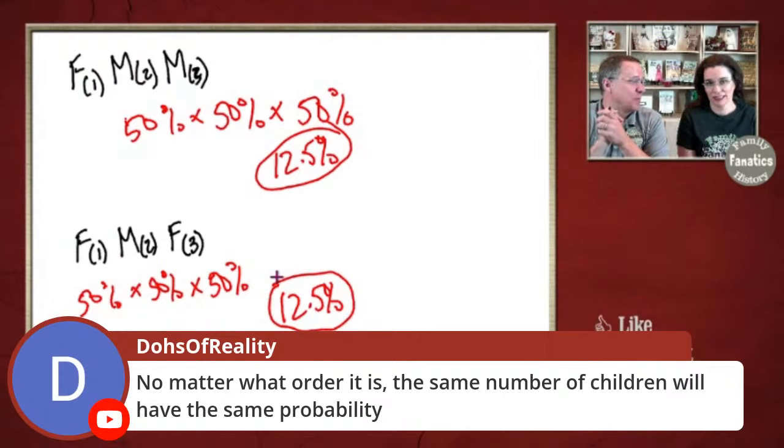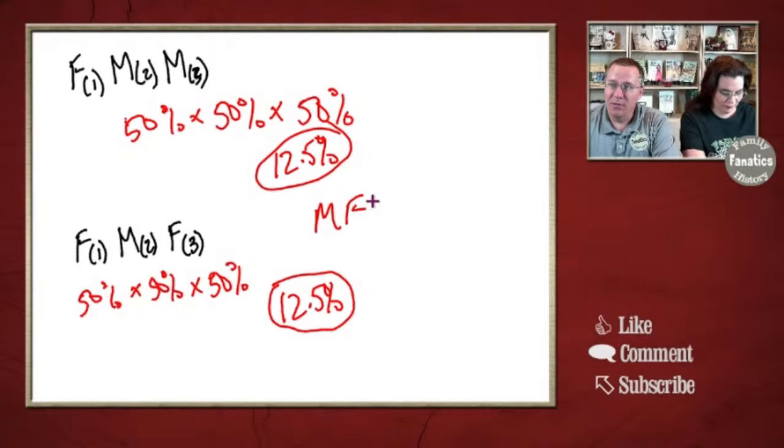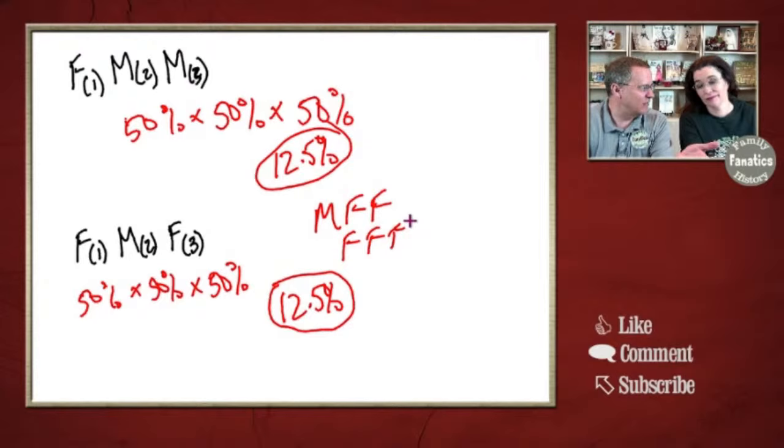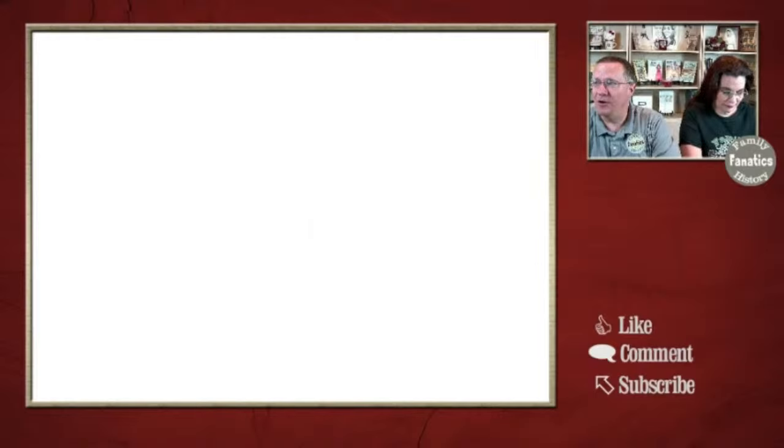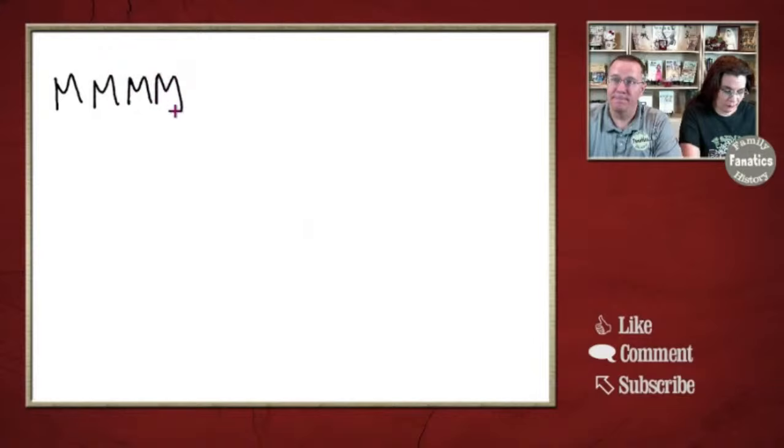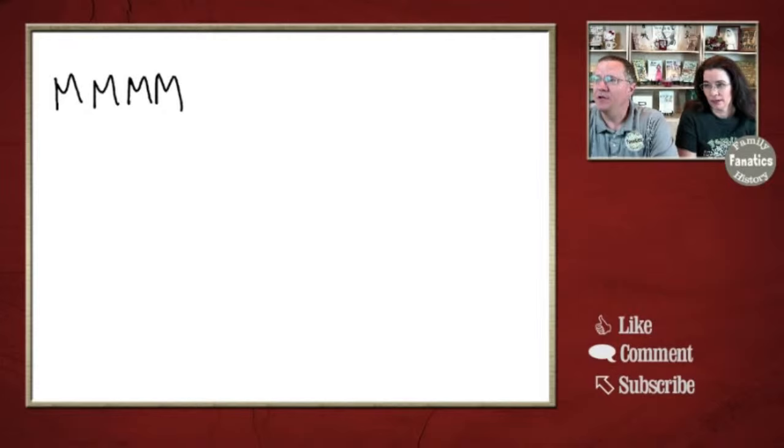If we change this up to male, female, female, guess what? The exact same. In fact, any combination of these three, let's say female, female, female, 12.5%. So for instance, let's take my family here. We have me, myself, and three boys. Male, male, male, male. And so what would be the percentage of that? What's the probability of that happening? 50, 50, 50, 50 times each other. That's right. Which means that this is 6.25%. So it's just halving. We're just halving each time.